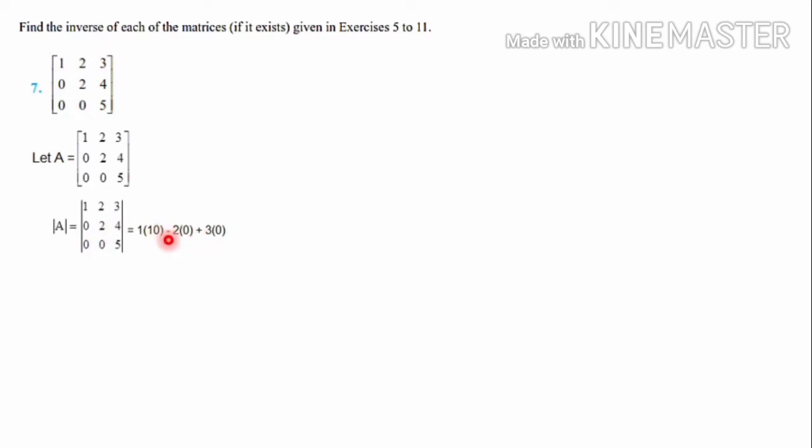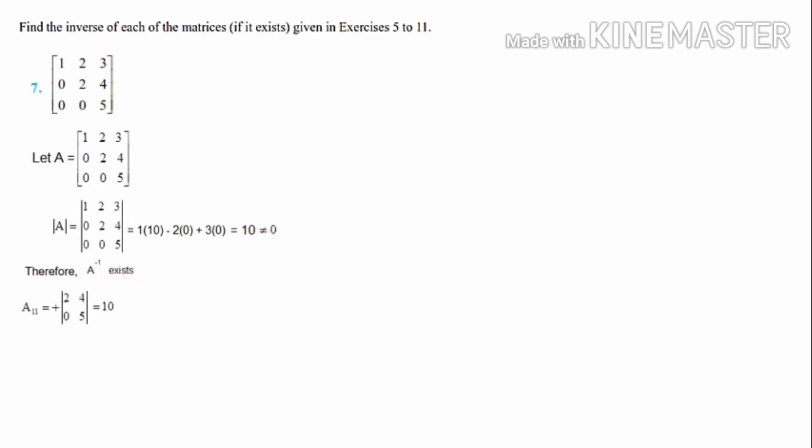Here minus comes because the element is in the first row, second element. 1 plus 2 is 3. 3 is an odd number. That's why here it is minus. Next element is plus 3 into, that row and column is gone. 0 into 0, that is 0, minus 0 into 2, again 0. So plus 3 into 0. When you do the calculation, you will get 10. The 10 is not equal to 0. Therefore, A inverse exists. Only if determinant A is not equal to 0, A inverse exists.